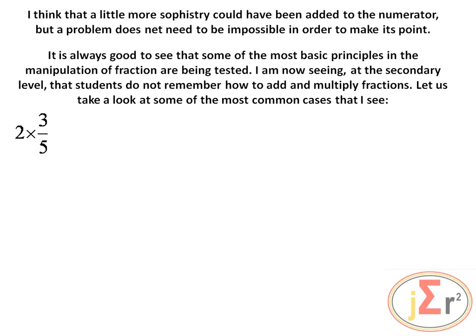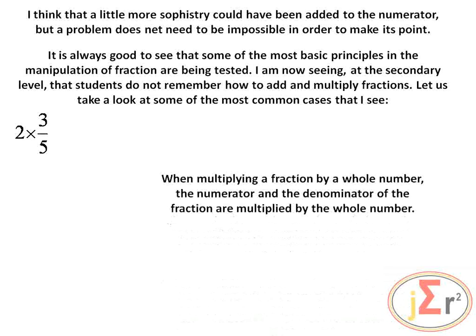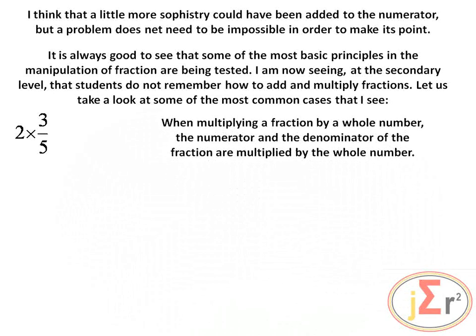We have 2 multiplied by 3/5. And what do we know? 2 is a whole number being multiplied by a fraction. When multiplying a fraction by a whole number, the numerator and the denominator of the fraction are multiplied by the whole number. That is the mistake that students make. So they say, take this 2, multiply right here, and we multiply down here also. Then they say that the result is 6 over 10.